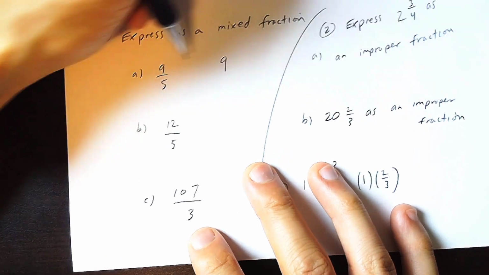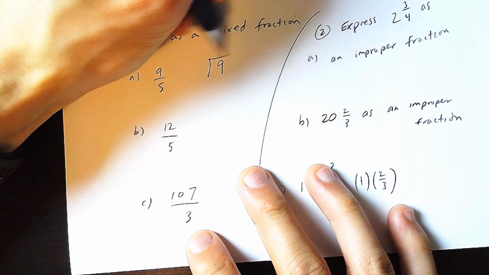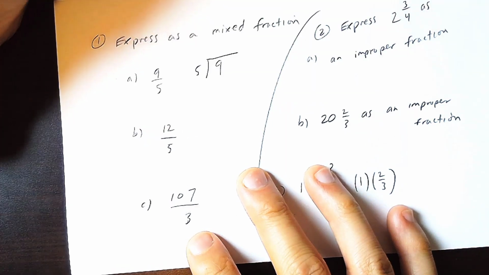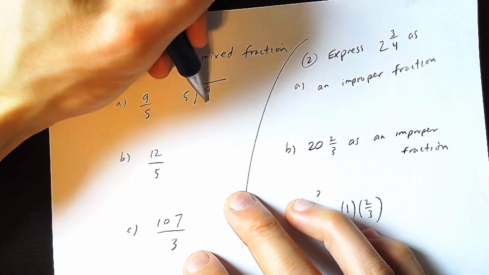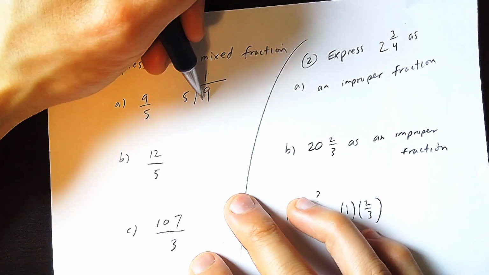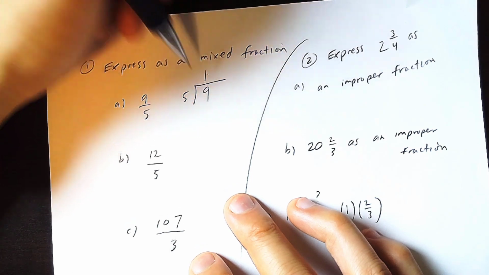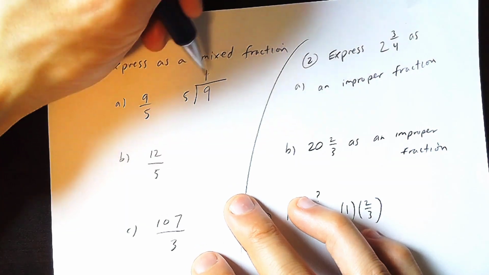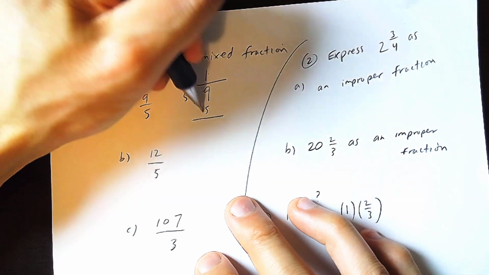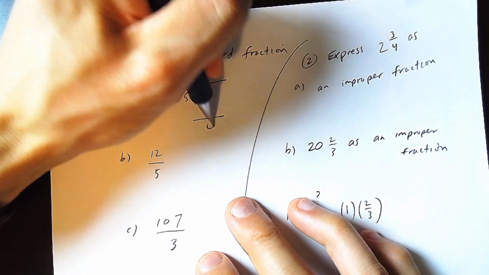Let's go 9, that's the numerator, divided by 5. 5 times what is 9? 5 times 1 is all we can do. If you write 5 times 2, it's 10. The number 10 is bigger than 9, you can't do that. So 5 times 1 is 5. This is long division. 9 minus 5, you subtract. It's going to be 4.